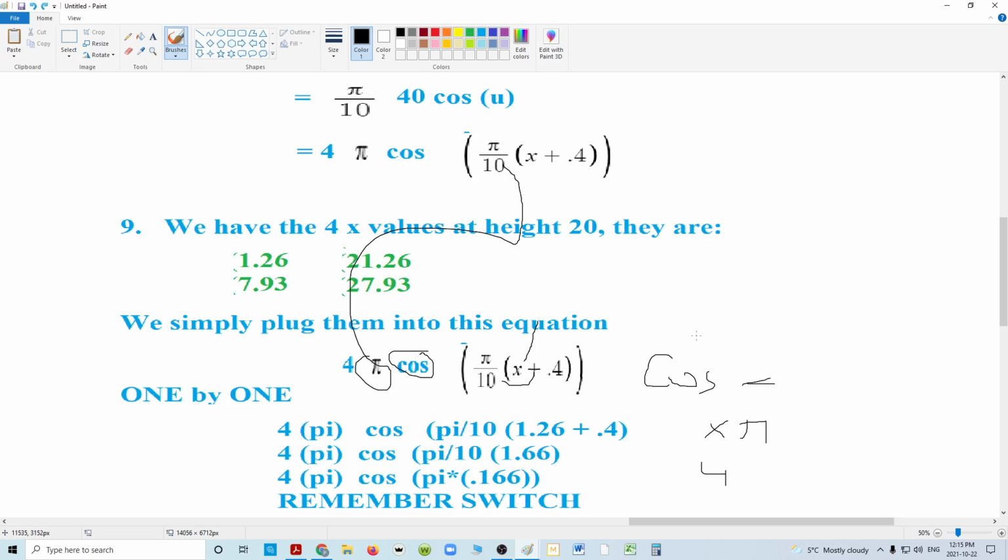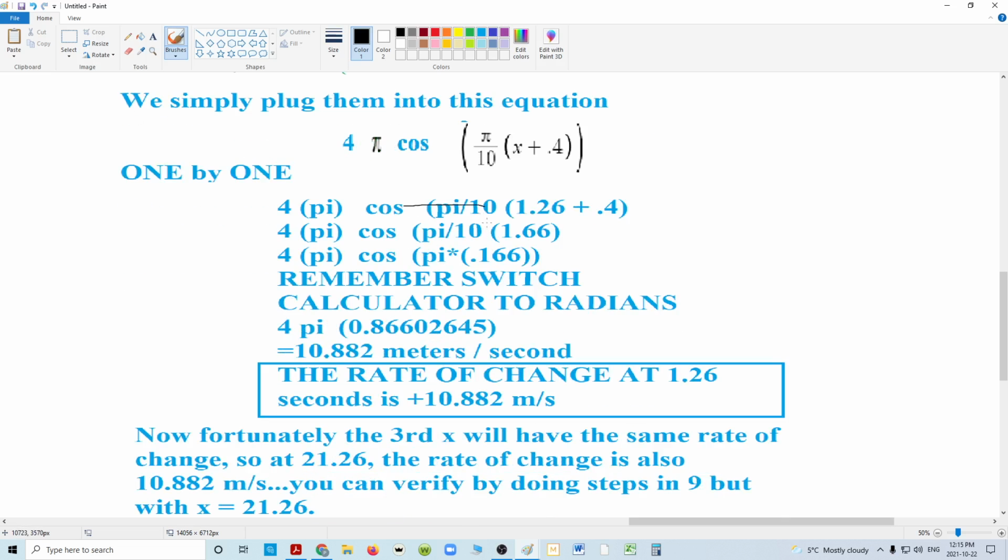And once I go through all that, and I outline the steps below, I do it here and show the steps, and then remember, switch your calculator to radians. Then I have to take the cosine of that. I get this. Then I multiply that by pi and by 4, and I get 10.822 meters per second. And that's why I say this ride's too fast. It should have been in minutes, because that's about 40 kilometers an hour. That ride's whipping. So at 1.26, the rate of change is 10 meters per second.